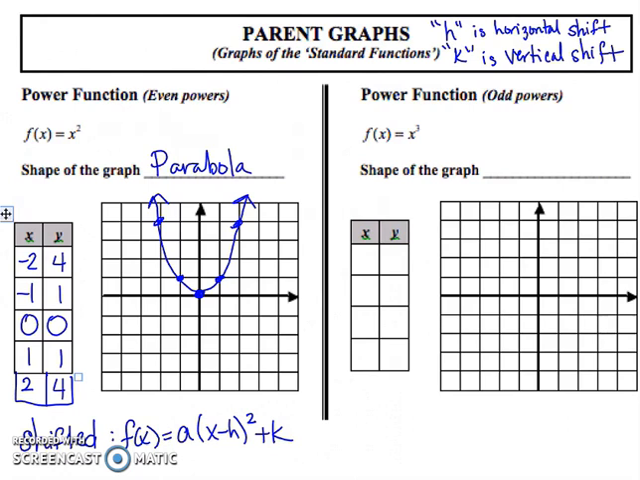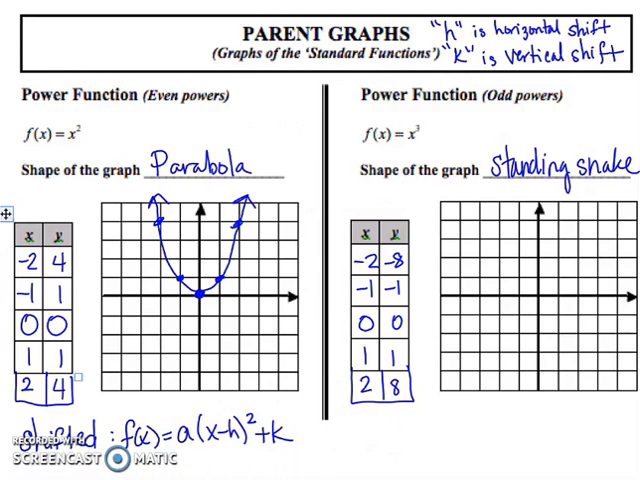Our second graph is an odd power function, so for example, an x cubed. And the shape of this graph, I call it a standing snake. And again, if we just choose our fave 5 here for x values, -2, -1, 0, 1, and +2, and we plug these in, we're going to get -8, -1, 0, 1, and 8.